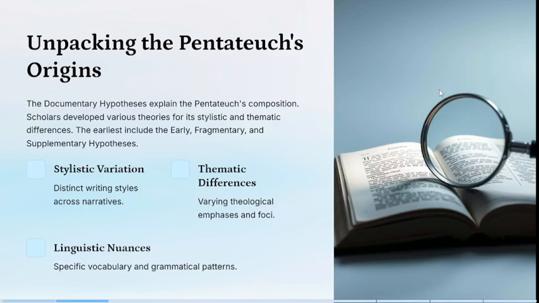In contrast to that, we have the Elohist source, or we can say the Elohim source or the E source, which uses the name Elohim for God, and it's believed to have originated in the northern kingdom of Israel around the 9th or 8th century BCE. Now, the Elohist source often presents alternative perspectives on events and figures, providing a richer understanding of Israel's history.